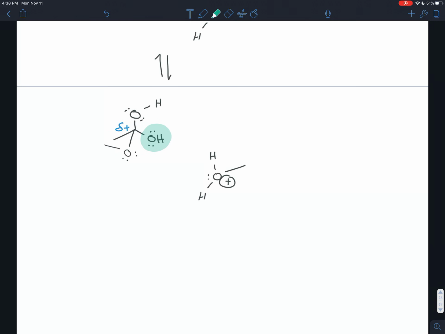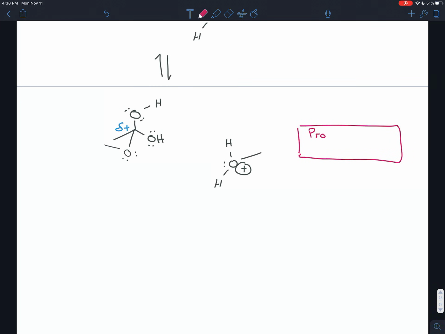The OH, which was our leaving group, though, needs to leave. And it's not a good leaving group right now. In other words, it's not reactive enough. Well, what can we do to change the reactivity of something, to turn a bad leaving group into a good leaving group? We can do a proton transfer. The proton transfers change the reactivity of things.